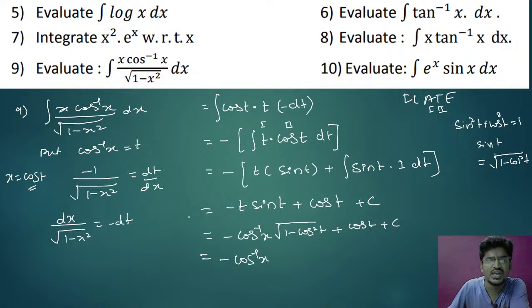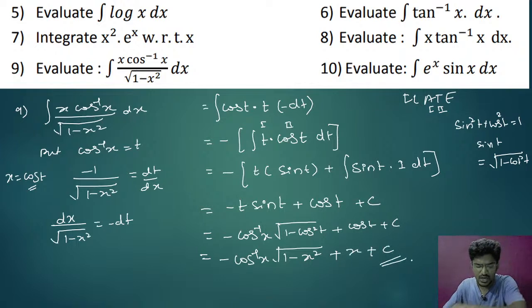So now replace the t values, that will be minus cos inverse x. If I write t value as cos inverse x, cos of cos inverse x is x. So you have square, that will be root of 1 minus x square, plus here cos t is cos of cos inverse x, which is x, plus c. This will be your answer.